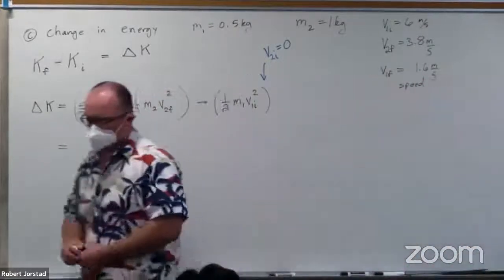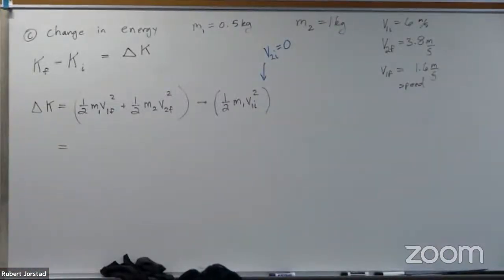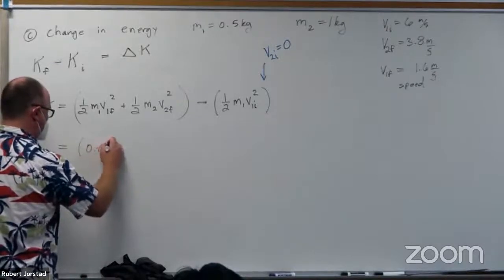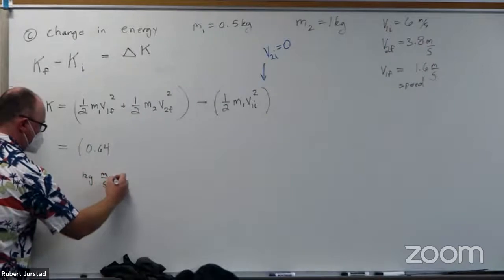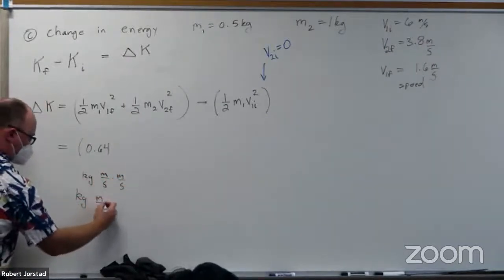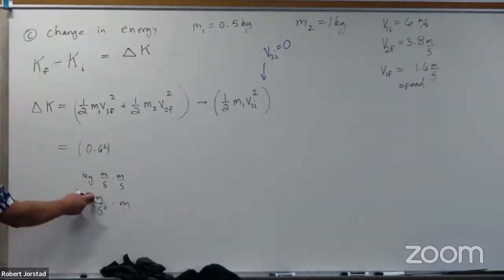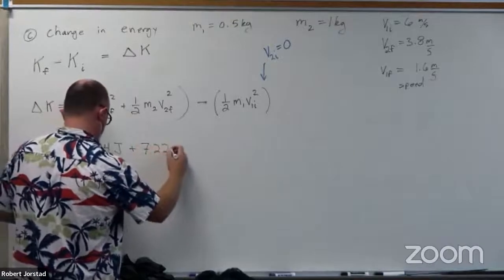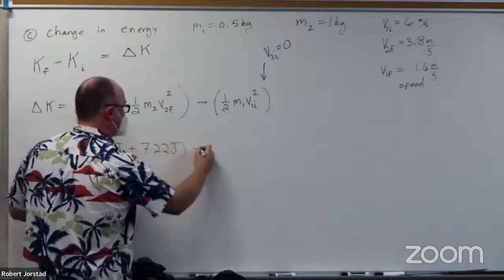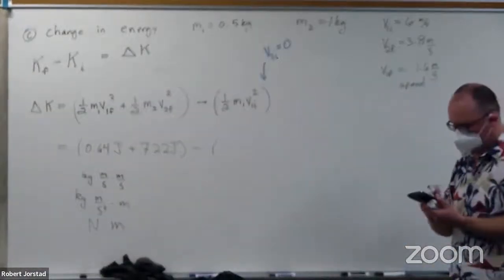Okay. When we crank this out, punch in some numbers really quick. 0.5 times 0.5 times 1.6 squared. 0.64. What are the units for energy? Joules, right? Check. Kilogram times a meter per second times a meter per second. That's a kilogram meter per second squared times a meter. This is an mg, that's a newton, times a meter. It's a joule. Next term, 0.5 times 1 times 3.8 squared. What was this? 0.5 times 0.5 times 36.